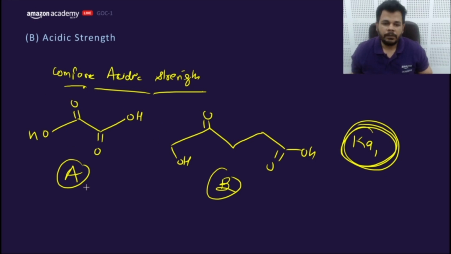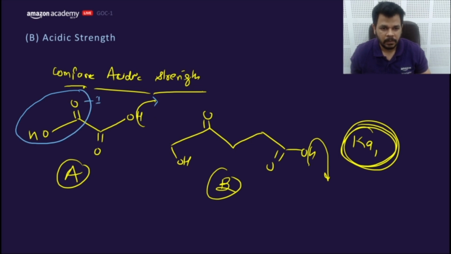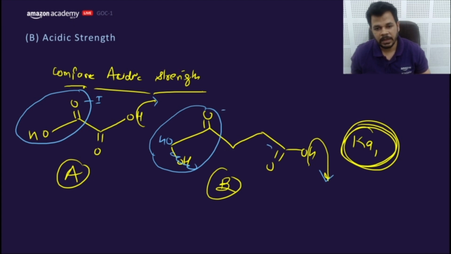So what would be the order of Ka1? Ka1 means removal of the first H plus. If you remove this first H plus, the minus I of this carboxylic acid will start working. If you remove this H plus, the minus I of the next group, the carboxylic acid, would be less compared to this, because the distance increases. That means the minus I of this carboxylic acid would be higher. So the answer would be A greater than B. So this would be the final answer.